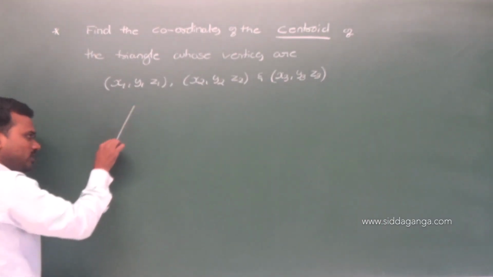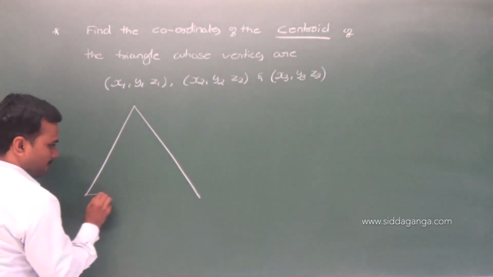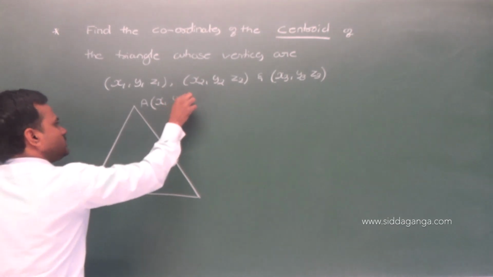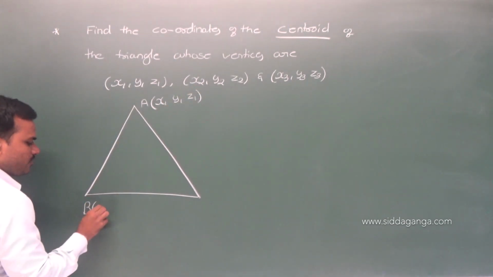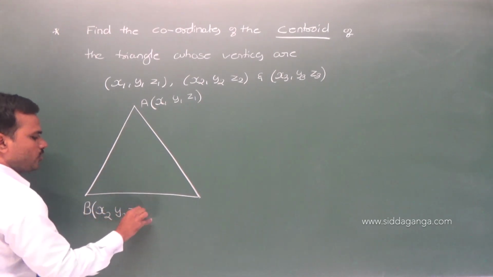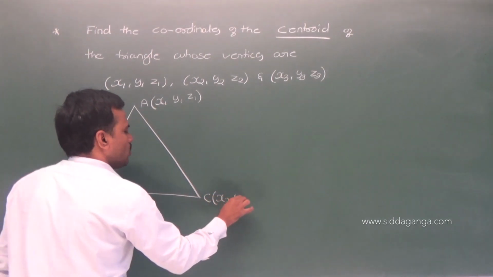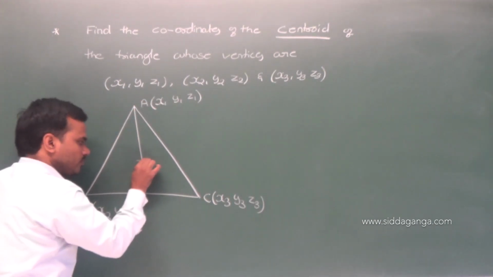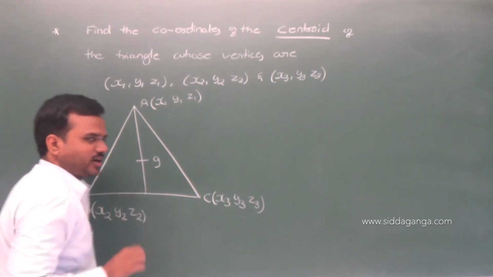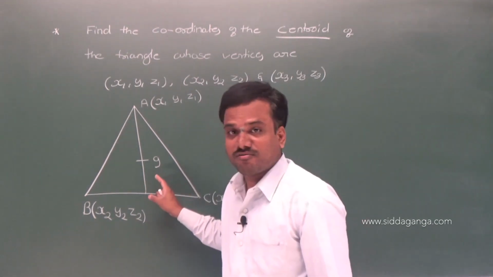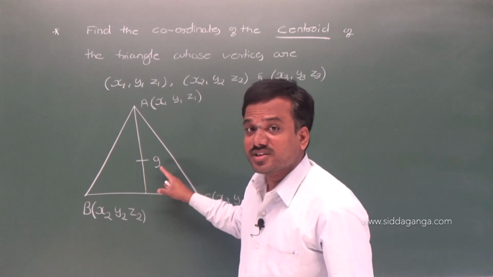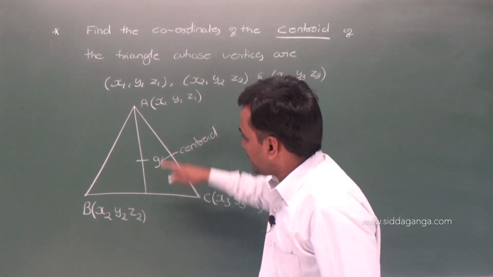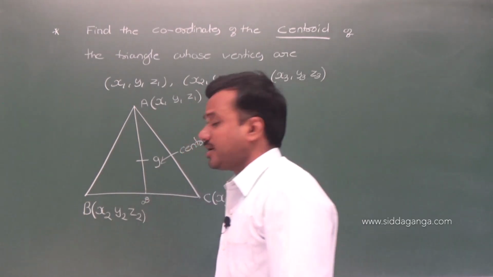First, we draw the triangle. A vertex x1, y1, z1. B vertex x2, y2, z2 and C vertex x3, y3, z3. Okay, so observe here, the point G, small letter G, we indicate the centroid by using the alphabet small letter G. Let G be the centroid. Here it is AD. It is nothing but a median.